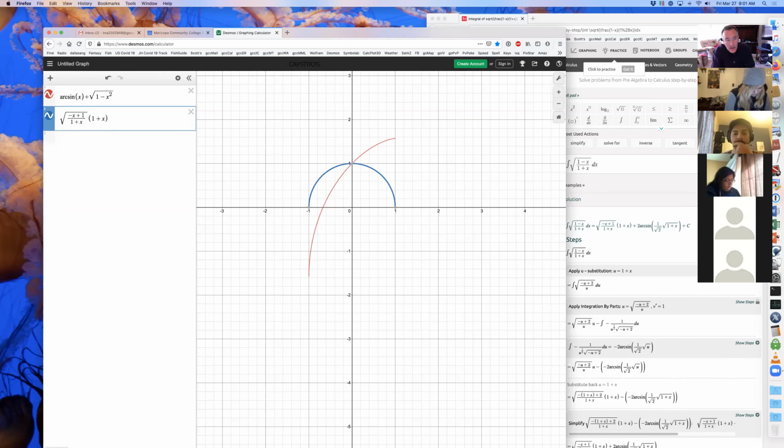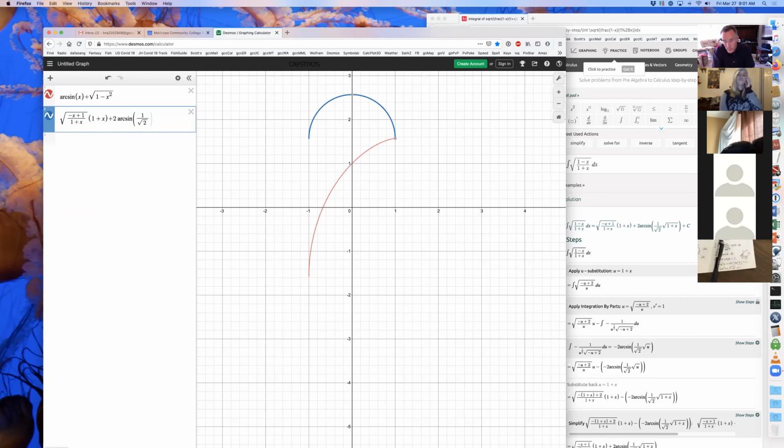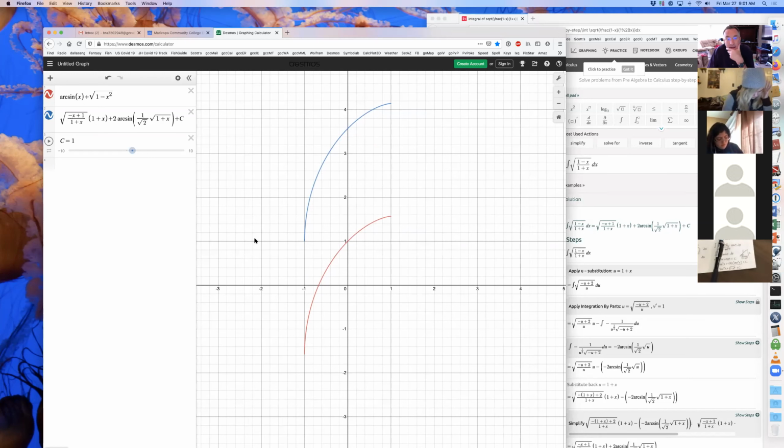And then it's plus 2 arc sine of 1 over root 2 times the square root of 1 plus x, right? And then we've got plus c. Add a slider for c. Hey, this is looking pretty good.